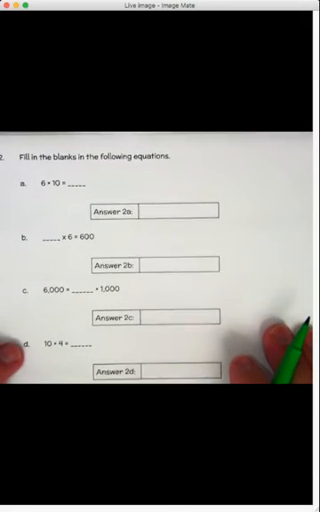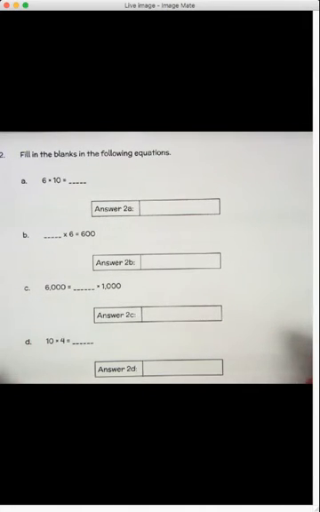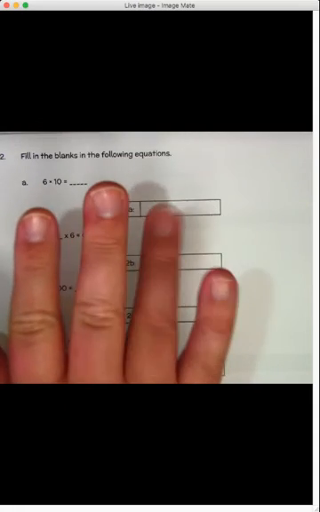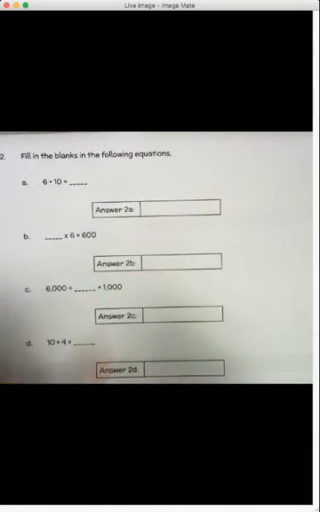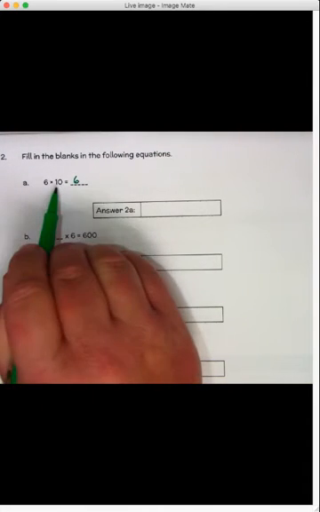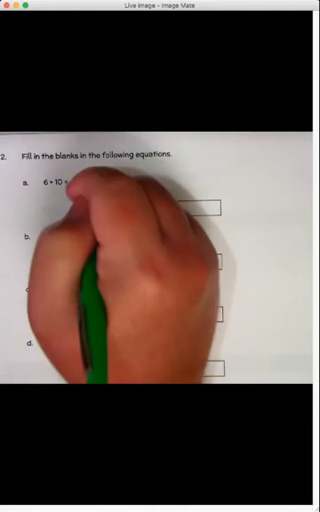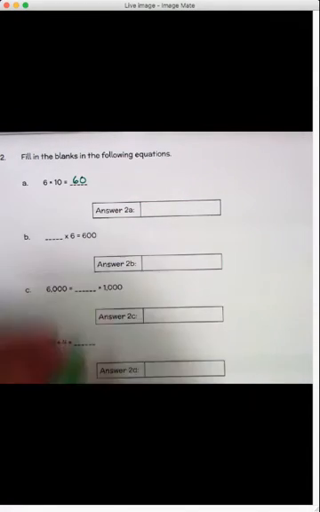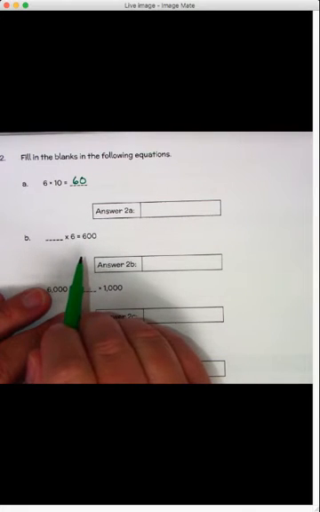Number 2 has several problems here. And this time we don't have to draw anything, we just have to fill in the blanks. All right, so 6 times 10, well, you could go 10, 20, 30, 40, 50, 60 to do 6 tens, or you could say, I'm going to put my 6 down, and anytime I multiply by 10, I add how many zeros? I just add 1 zero, 60.